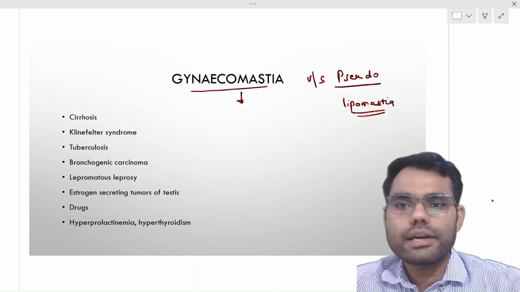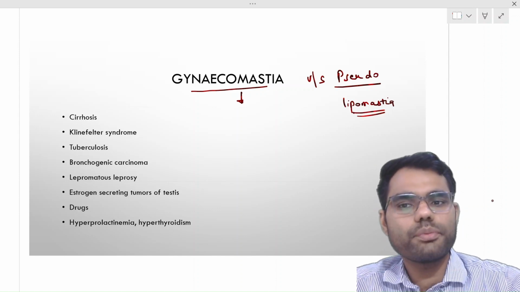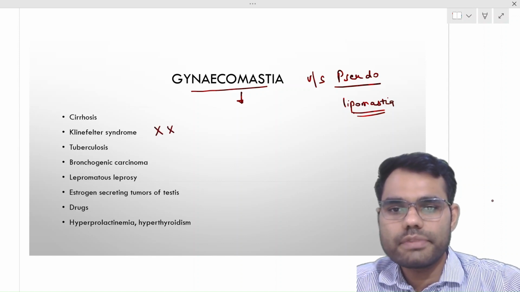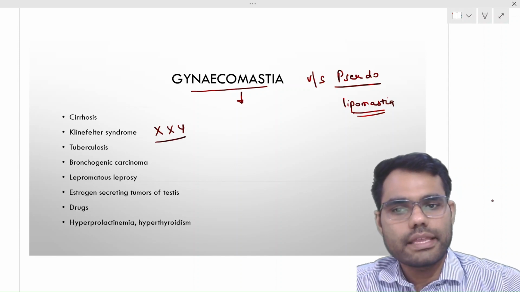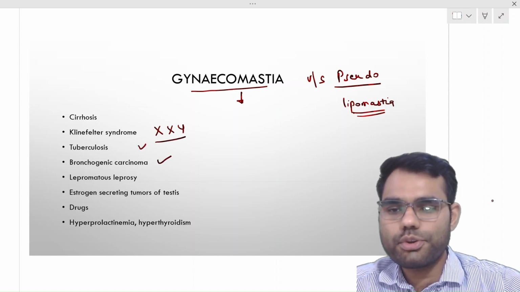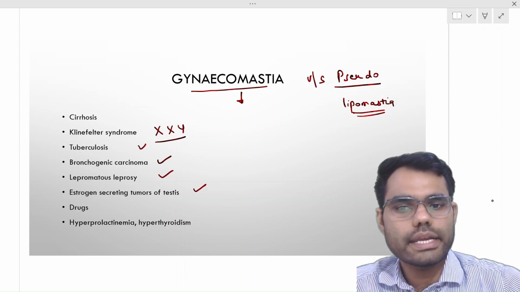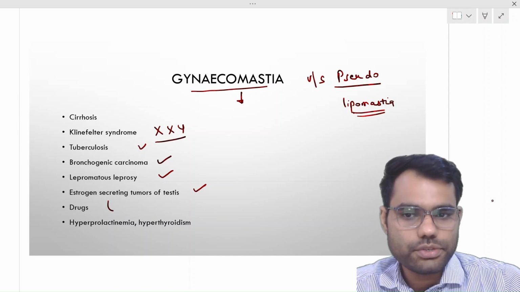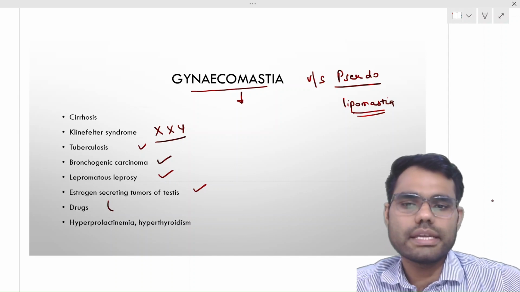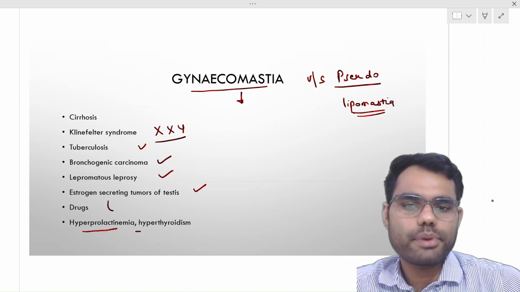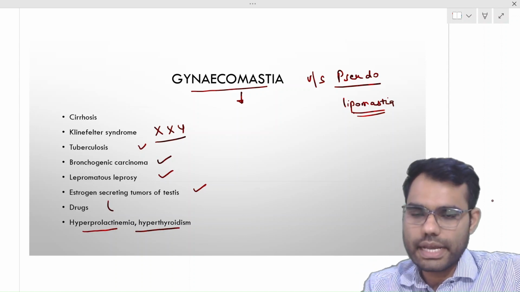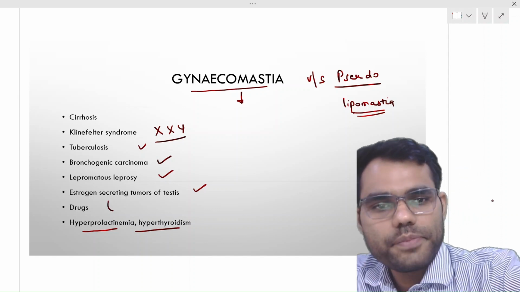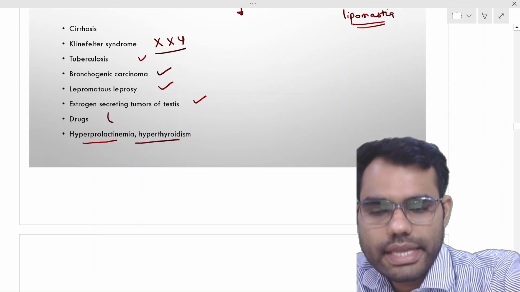So now again, what are the causes apart from cirrhosis which can cause gynecomastia? So gynecomastia can arise from conditions like Klinefelter syndrome, which is an XXY condition, right? Then in tuberculosis, bronchogenic carcinoma, lepromatous leprosy, estrogen secreting tumors of the testis, drugs like digoxin, cimetidine, spironolactone, estrogens, right? All of them can cause gynecomastia. And finally, endocrine conditions like hyperprolactinemia, hyperthyroidism can also present with gynecomastia. So all these other causes of gynecomastia you should also remember, right? Because it can come as a separate short case as well.